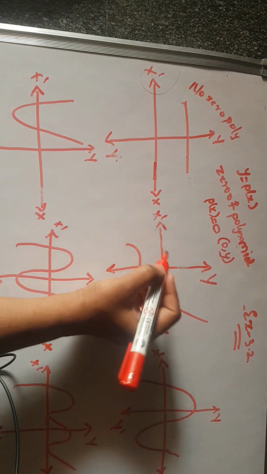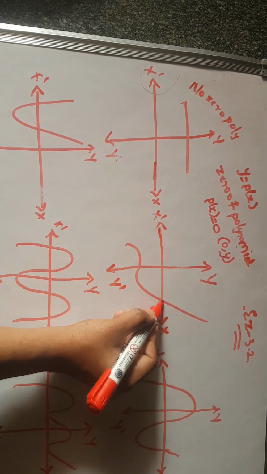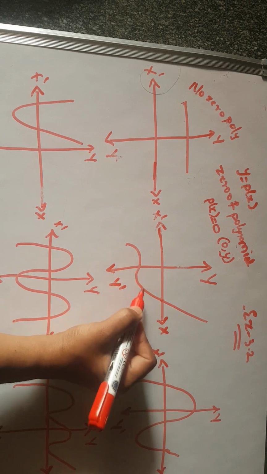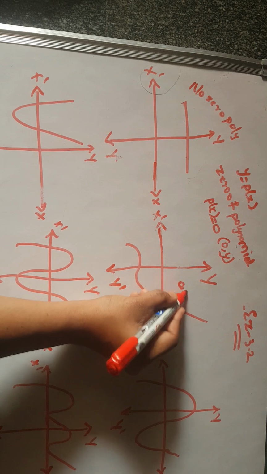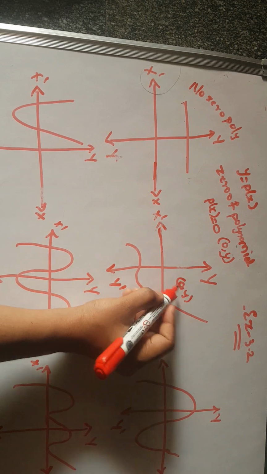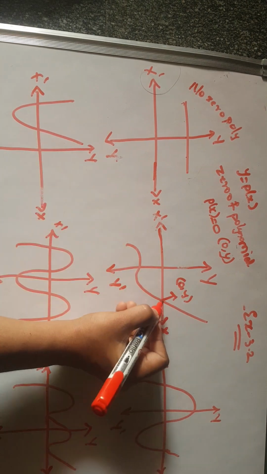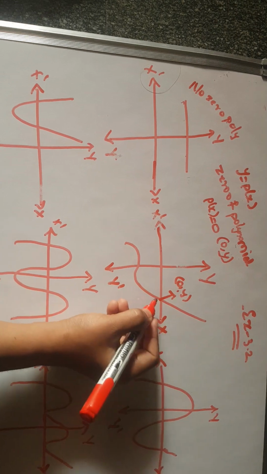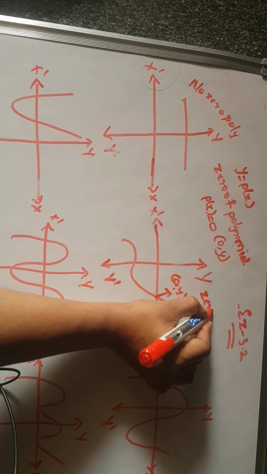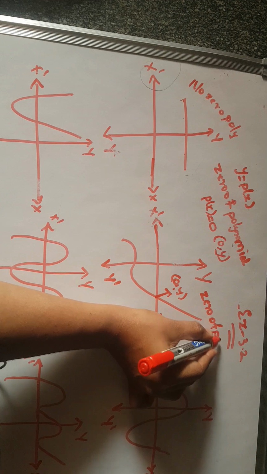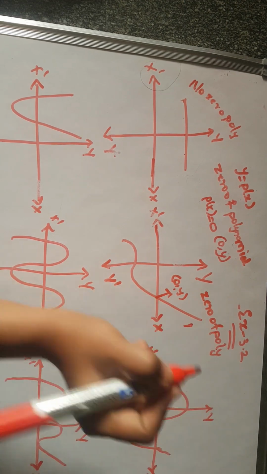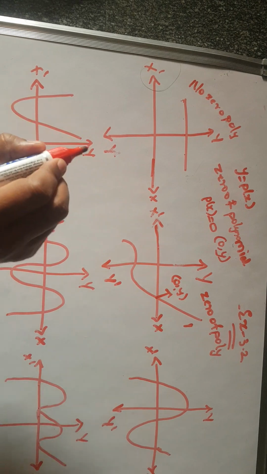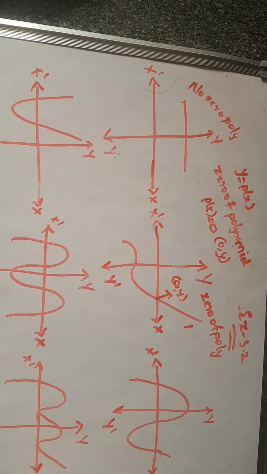Okay, see this graph is touching the x-axis once. Here the x value is 0 and the y value is any different value, but the x value is 0. So this is the zero of polynomial through graph. I am representing it here through the graph. One time it is touching, so it is 1 zero of polynomial.